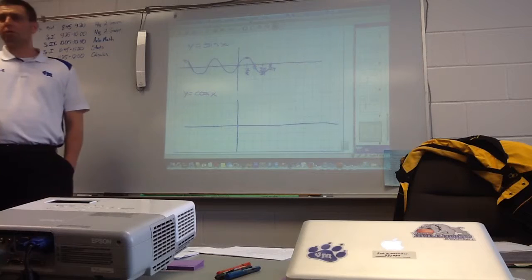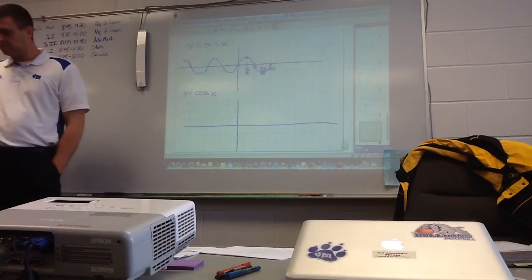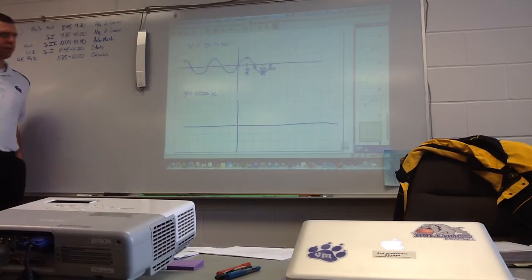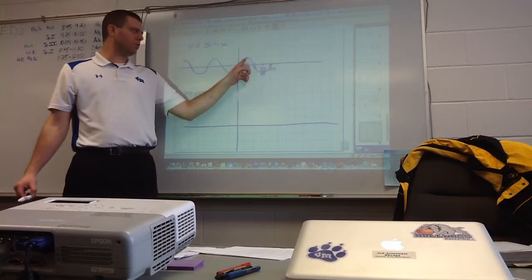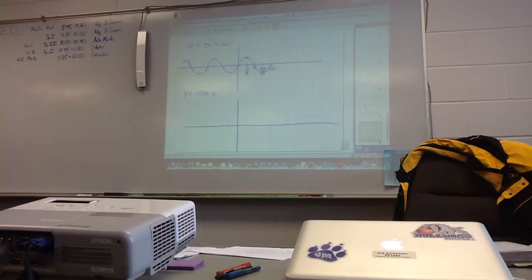Probably just one period will be enough when it comes to graphing it. So the sine curve starts at the origin. At pi over 2, it's up at 1. At pi, it's back to 0, and so on. 3 pi over 2, it's at negative 1. 2 pi, it's back to 0. Completed one full cycle, one period.